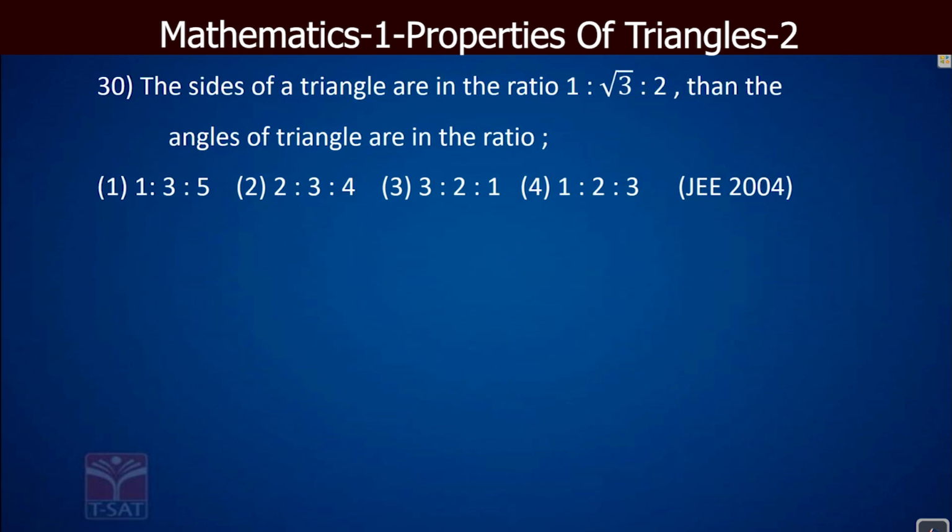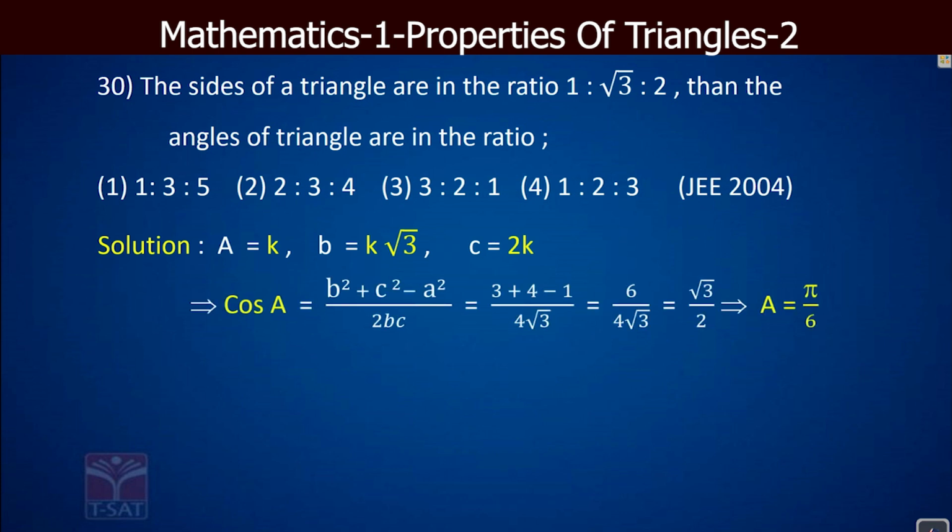Problem number 30. The sides of a triangle are in the ratio 1:√3:2. Then the angles of the triangle are in the ratio: 1) 1:3:5, 2) 2:3:4, 3) 3:2:1, and finally 4) 1:2:3. This is JEE 2004. Now you can write a is equal to k, b is equal to k√3, and c is equal to 2k.